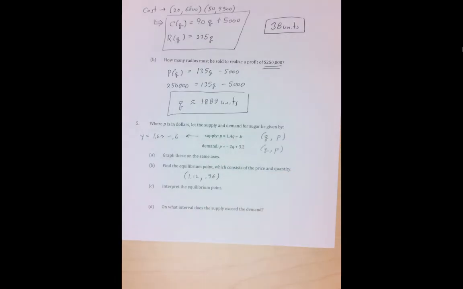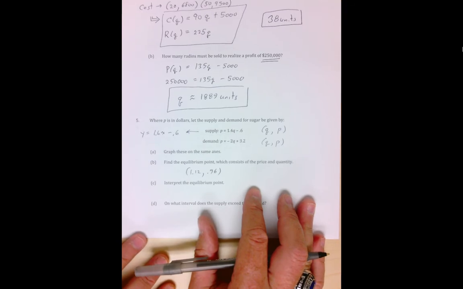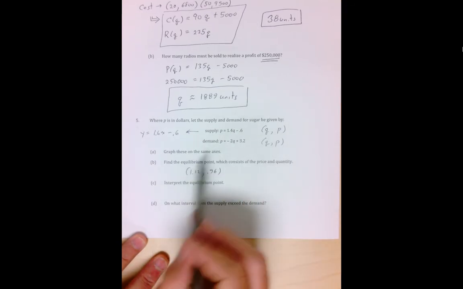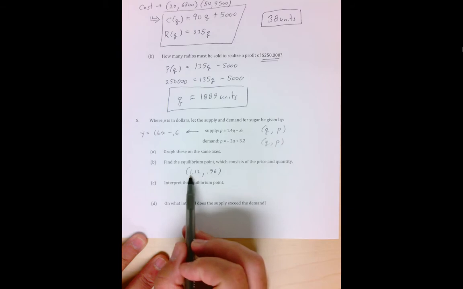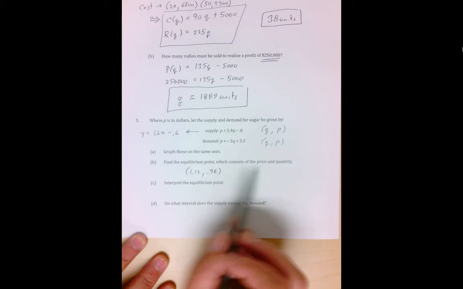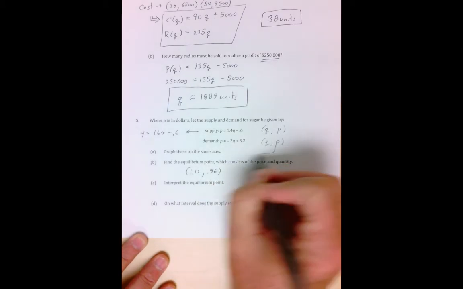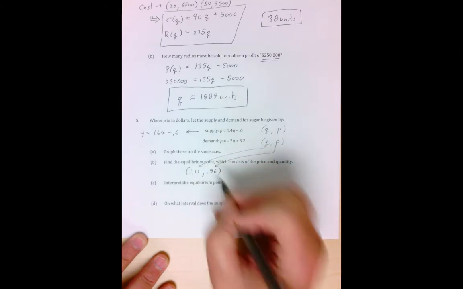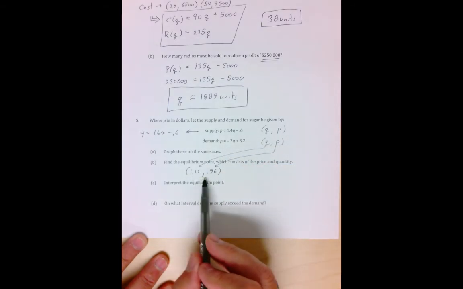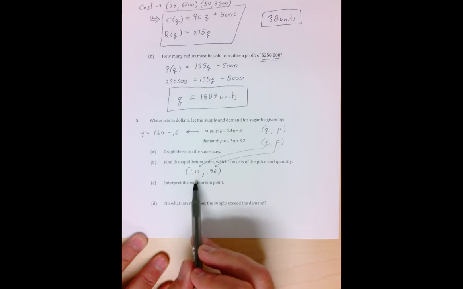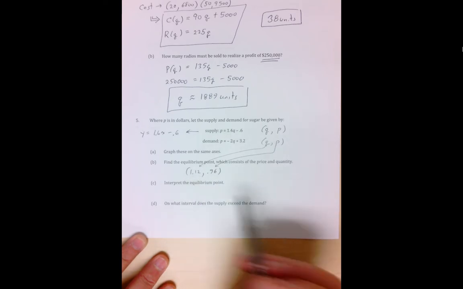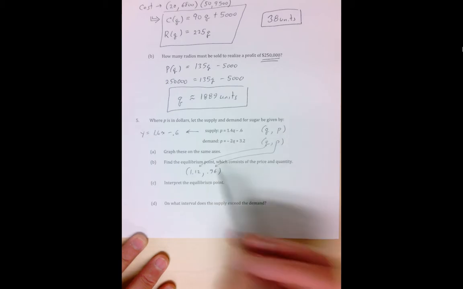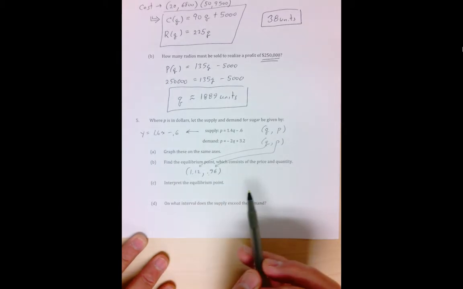Now, this is kind of a weird problem because I don't know what the sugar is being provided in, but I'd say it's probably some sort of millions of pounds or something. So anyway, the equilibrium point, which has the price second and the quantity first, tells us that the supply and the demand for sugar balance when the quantity is 1.12, whatever we're measuring this in, and the price is 96 cents.